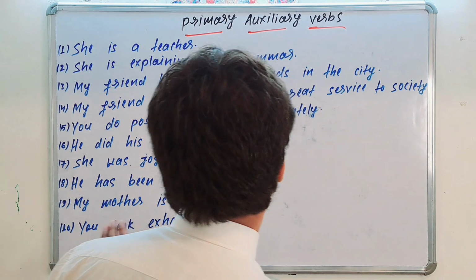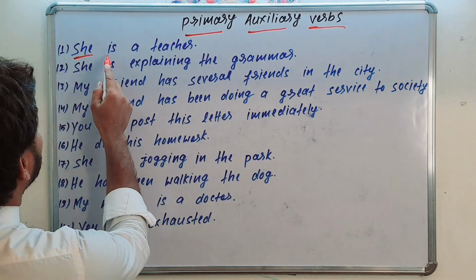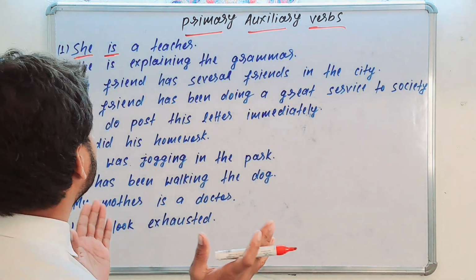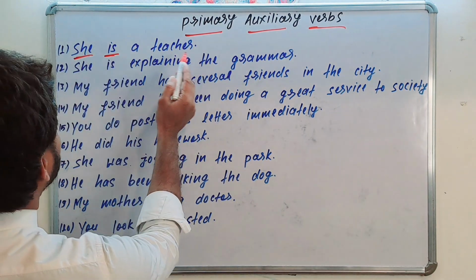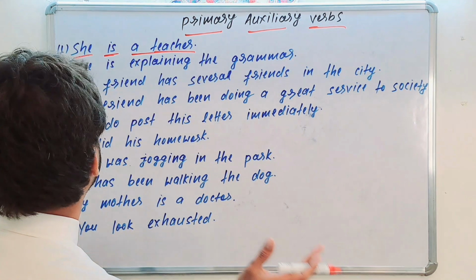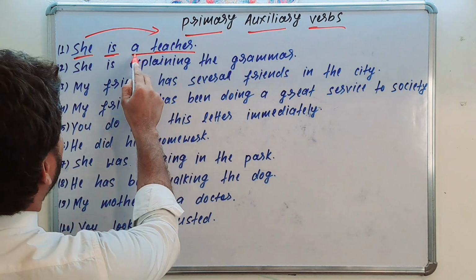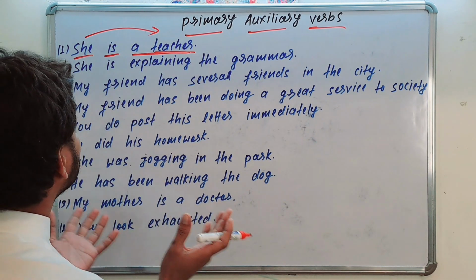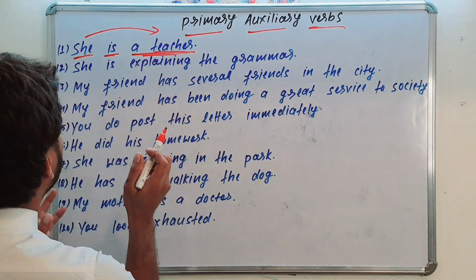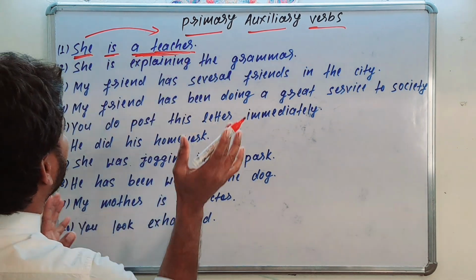So here see the first sentence. She is a teacher. Here, she is your subject, and is is a linking verb, and a linking verb is also a main verb. She is a teacher, a complement. I told you a linking verb links the subject to their complement. So a teacher is a complement. See, what is she? She is a teacher. So complements. Linking verbs link the subject to their complements, like a teacher.